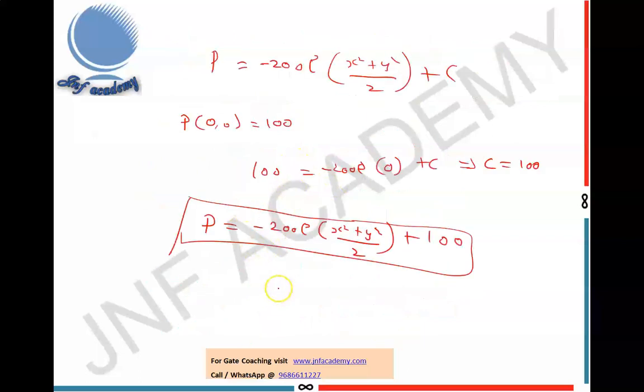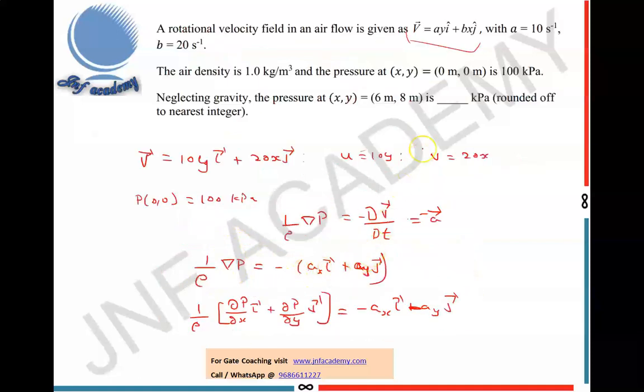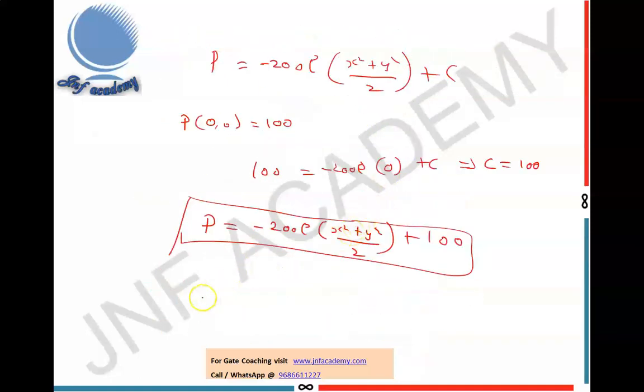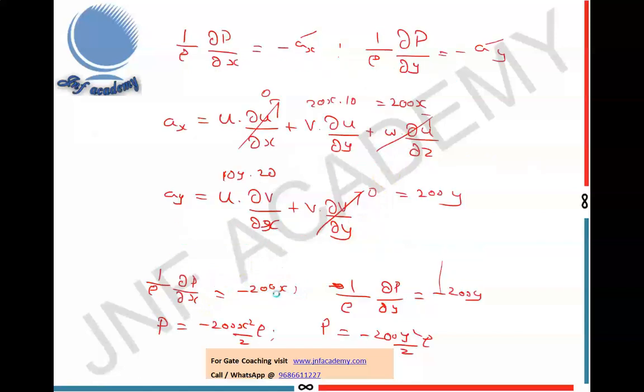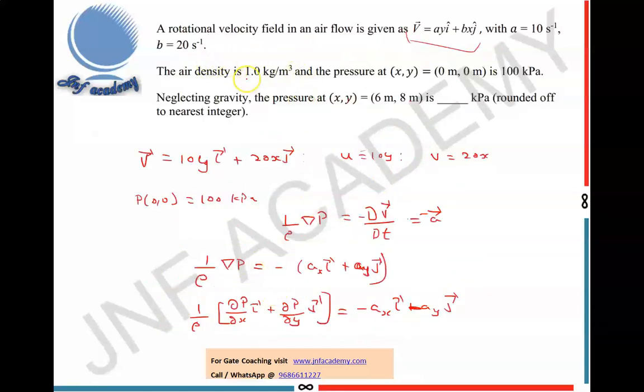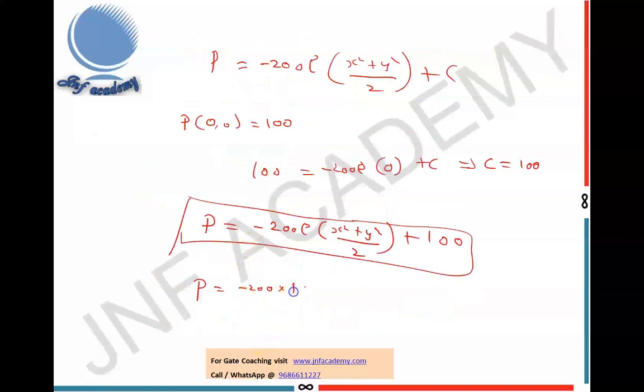We got the pressure as a function of x and y. Now what is the question that is asked is pressure at x is equal to 6 and y is equal to 8, right? Yes, pressure at x is equal to 6 and y is equal to 8. So if you substitute that, minus 200, rho is given to be 1.2 or 1.1. Yes, the air density is given to be 1.1. So you can substitute this to be 1.1 into 6 square is 36 plus 8 square is 64 and divided by 2 plus 100. And if you solve this, I think this will become 100 then 50. Yes, so something like this, right?